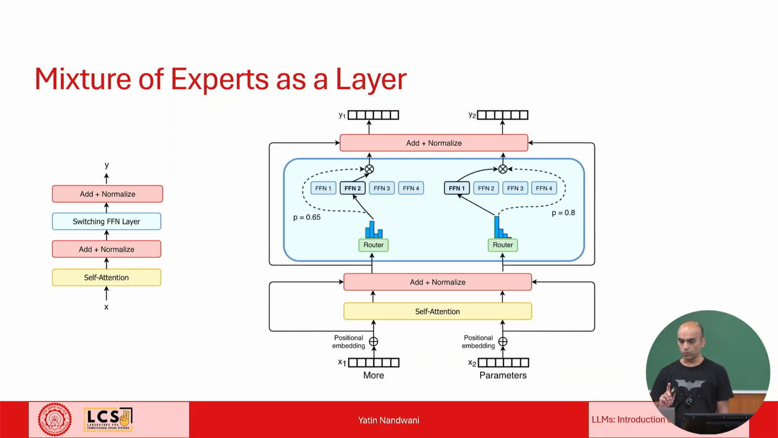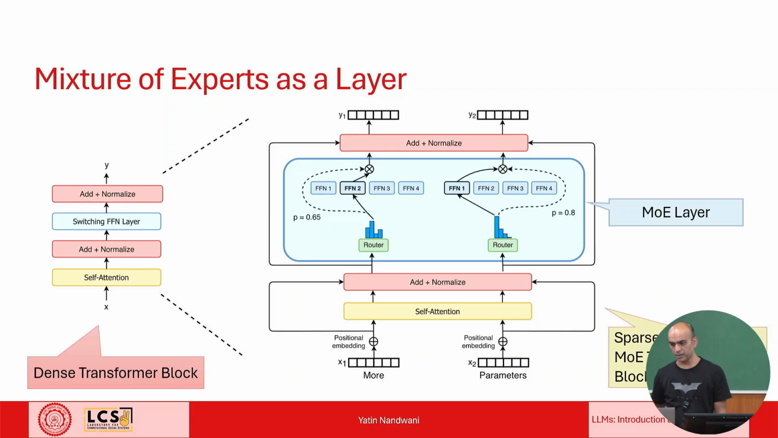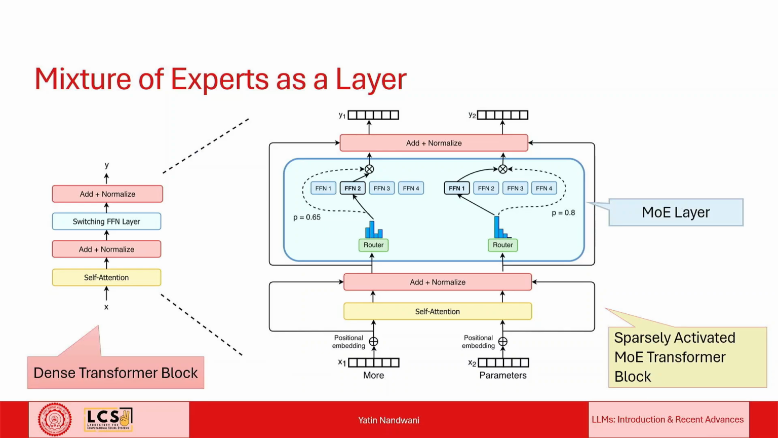So what is the increase in the computation cost? It is the routing, essentially passing through a linear layer and doing a softmax over the number of experts for each token. So this block is the MoE layer. On the left we have a dense transformer block, and on the right we have what we call the sparsely activated mixture of experts transformer block.